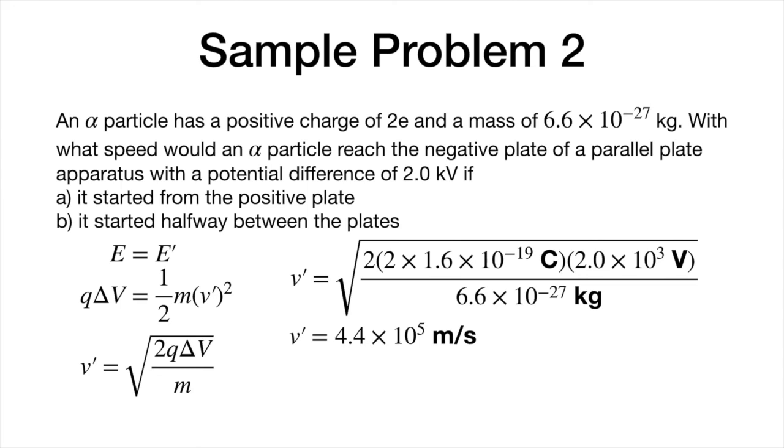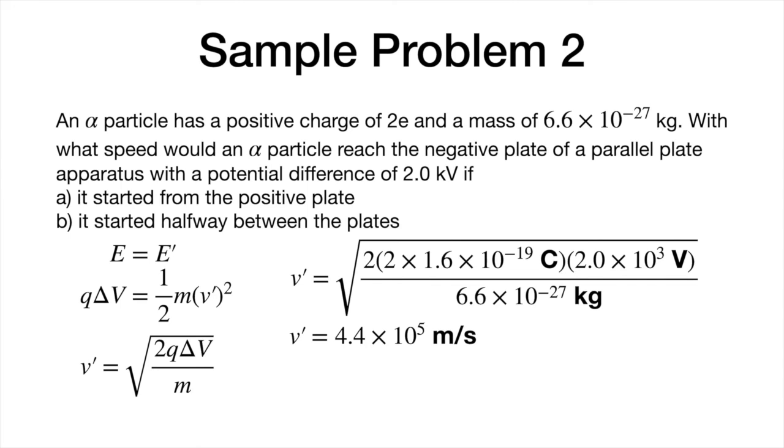And an alpha particle actually has a fair bit of mass. So if you imagine doing this with something like an electron, you would get an even greater speed, which is one thing that we'll talk about. These kinds of speeds that you can ultimately get to is something we'll talk about later when we get to cyclotrons and other kinds of fancy devices. Okay, so that's the deal if it started from the positive plate.